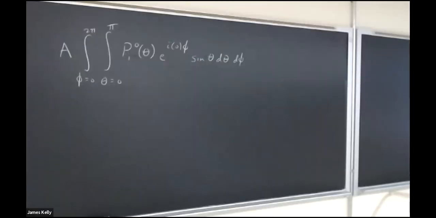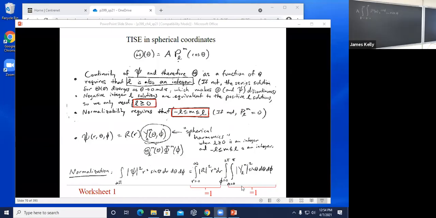What I've written on the board is this requirement that this equals 1. So I put an arbitrary constant. Sorry, I don't have the right thing up on the board. I need the magnitude of Y_L^M squared times sine theta d theta d phi. I forgot to square it.